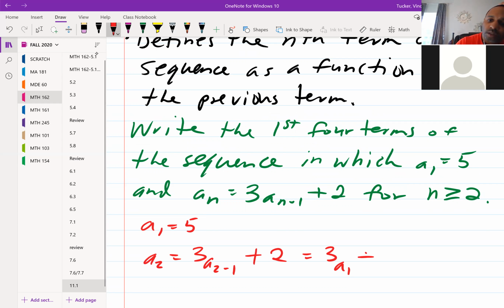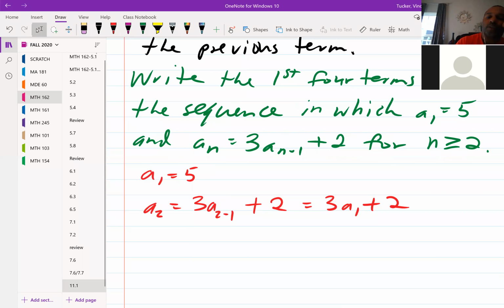I wrote it down a little lower than I needed to. There you go. 3 a sub 1 plus 2. And we saw that a sub 1 is 5. So that's 3 times 5 plus 2. That's 15 plus 2, which is 17.